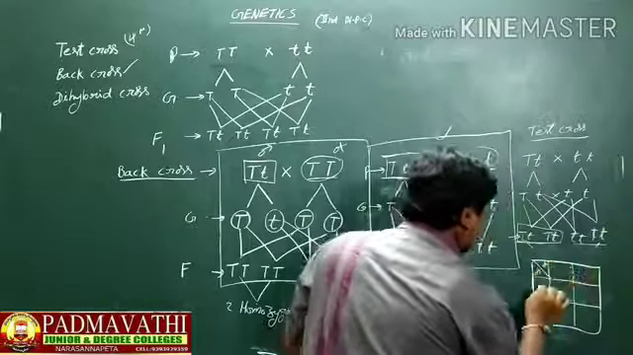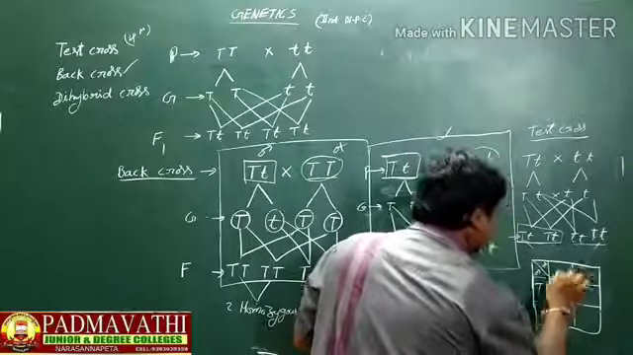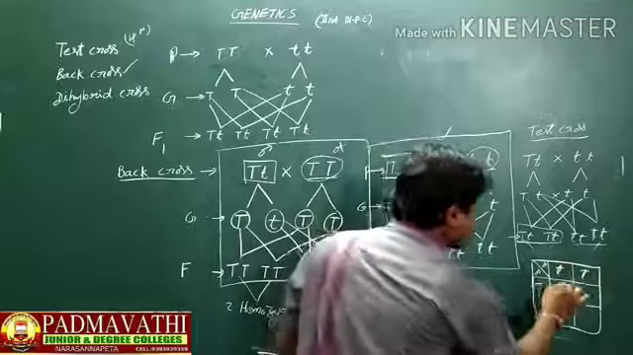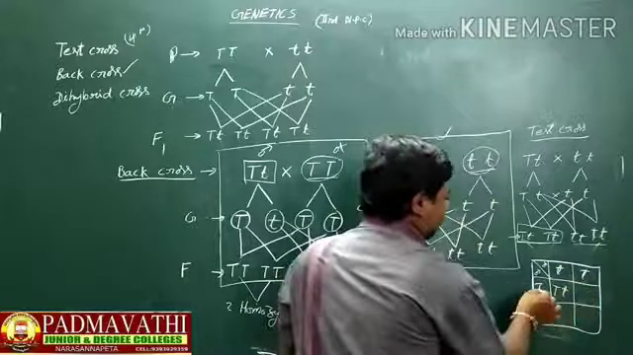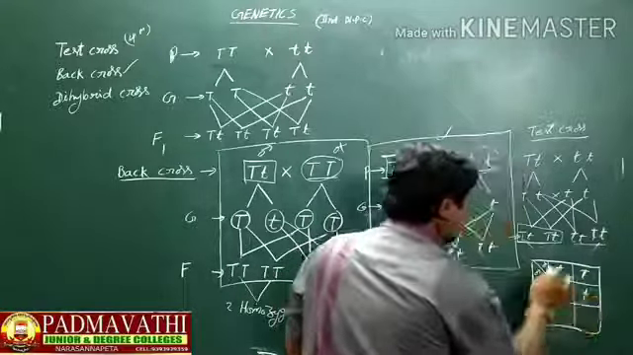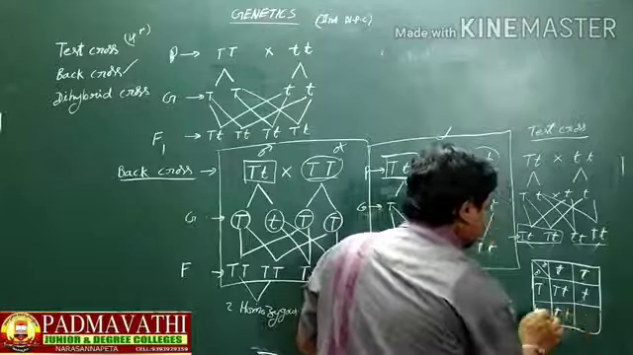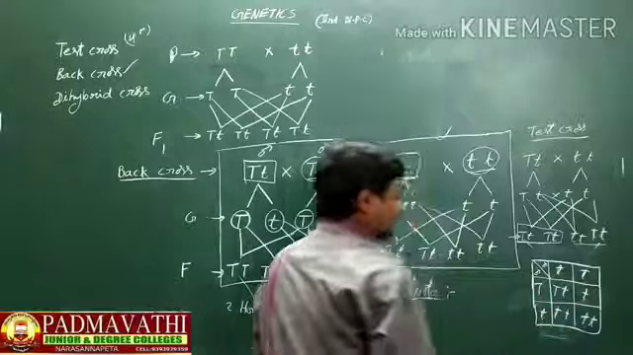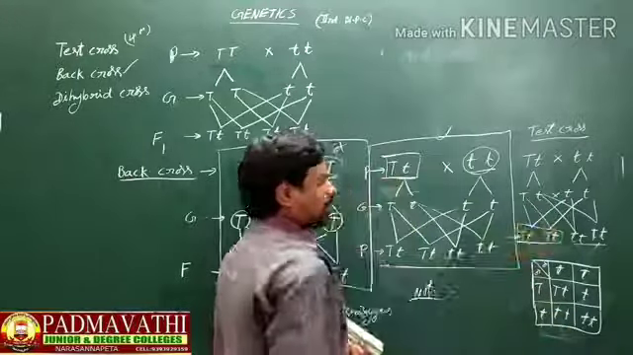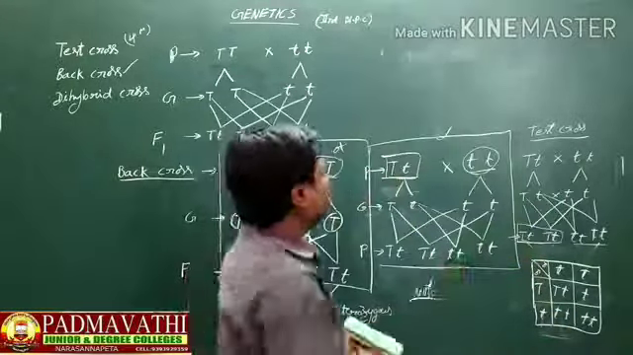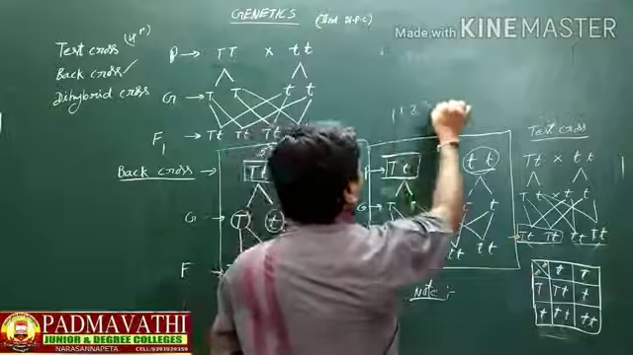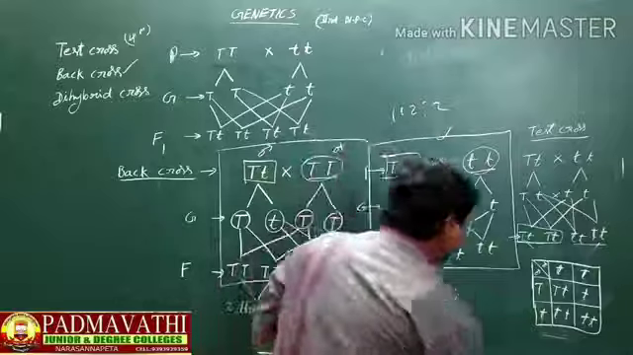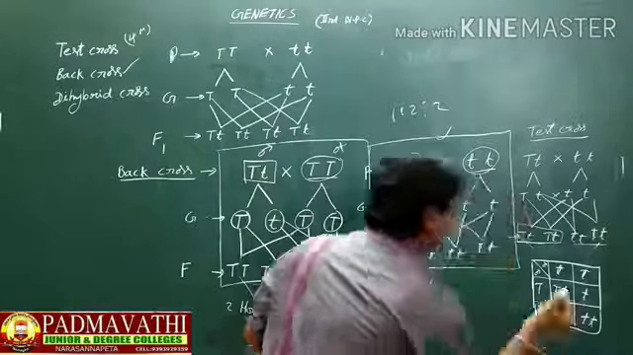Male and female, big T, small t, here small t and small t. Now cross them, big T and small t, big T and small t, small t, small t, here small t, small t. So, what is the genotypic ratio of Mendel's monohybrid cross? 1:2:1. In the test cross, the phenotypic ratio is 1:1.